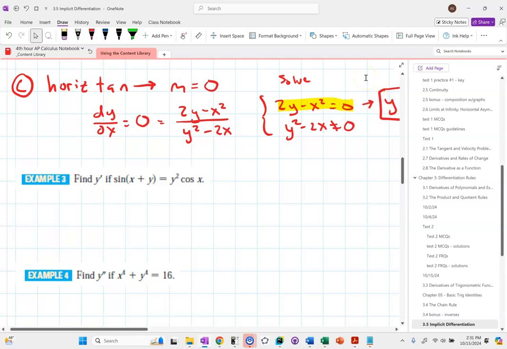Let's do the next one. That's not nearly so awful. All right. So we want to find y prime for sine of (x plus y) equals y squared cosine x. So we're going to be doing the derivative with respect to x of both sides. What do I need to do the derivative of sine (x plus y)?